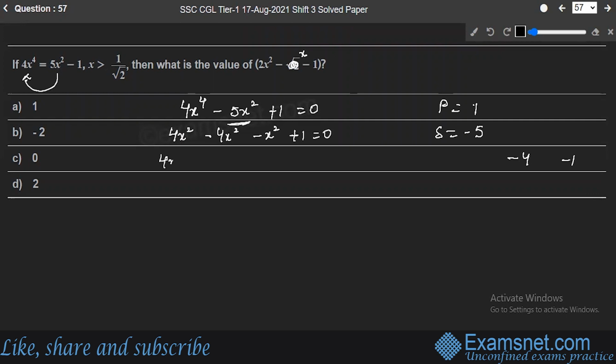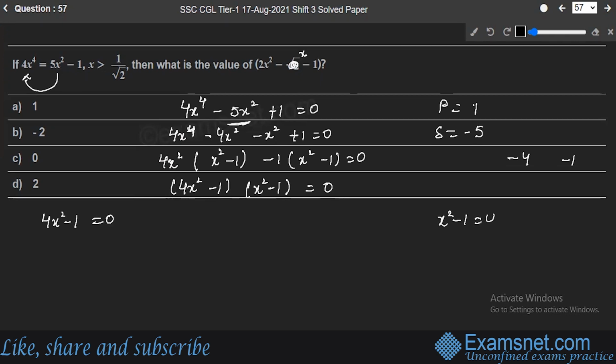I'll take 4x square common. You will be left with x square minus 1, minus 1 times x square minus 1 is equal to 0. So now I got the two factors as 4x square minus 1, and the second one is x square minus 1. This is equal to 0. Right. So if the product is 0, then only two things are possible. Either the first factor, that is 4x square minus 1, is equal to 0, or x square minus 1 is equal to 0. Now I'll be using another identity, that is a square minus b square is equal to a plus b into a minus b.